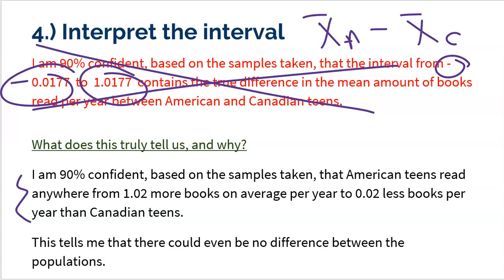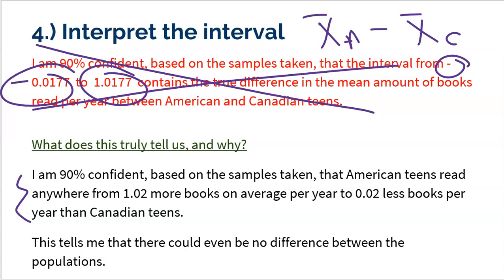So the Americans can be anywhere from 1.02 more books on average per year to 0.02 books less per year than the Canadian teens. That's a much better answer that truly interprets what you're looking for. Now, since this interval tells me that the Canadians could read more books, Americans could read more books, and 0 is also in this interval, there might even be no difference whatsoever between Canadians and Americans in terms of how many books they read.